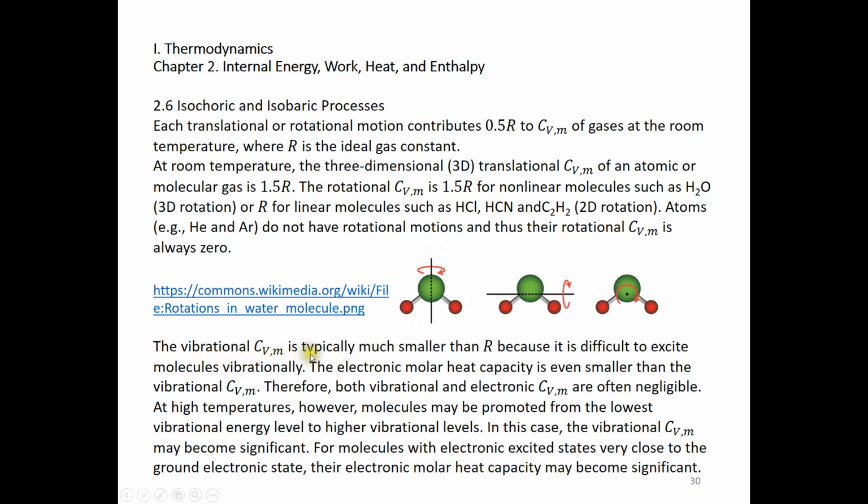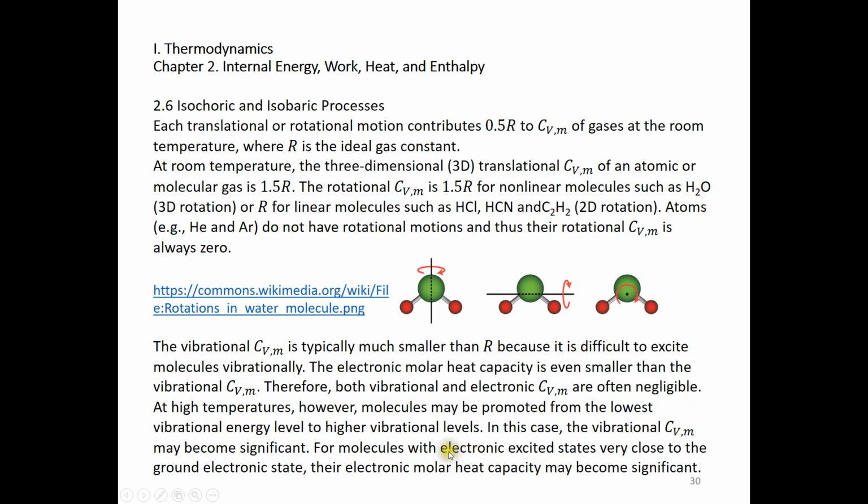The vibrational CVM is typically much smaller than R, because it's very hard to promote molecules vibrationally. So they do not easily absorb heat and jump to the higher vibrational energy levels. The electronic molar heat capacity is even smaller. So we usually neglect the vibrational and electronic molar heat capacity. But if the temperature is high enough, molecules can be promoted from the lower vibrational energy level to higher vibrational energy level. Well, in this case, the vibrational molar heat capacity can become more significant.